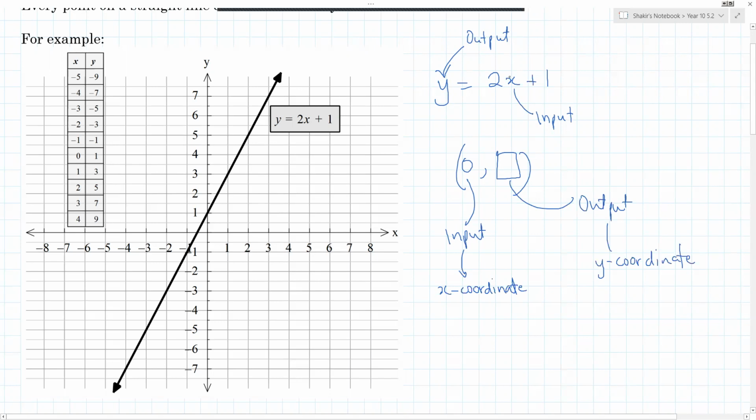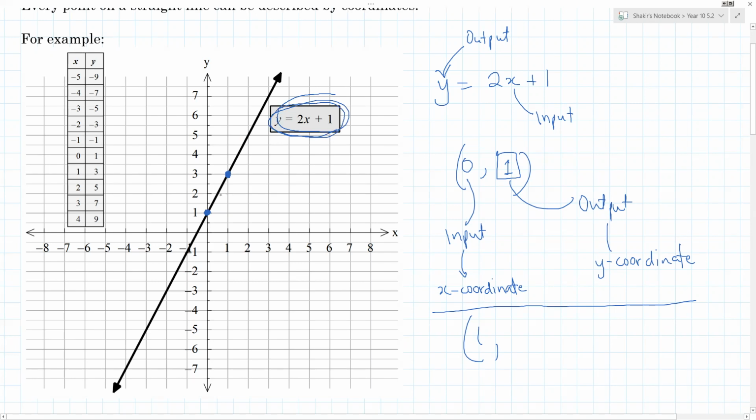So if I put 0 over here, I'm going to get an output of 1. And I can graph this. I can say when x is 0, y is 1, and I can put a dot there. And then I can say, well, hang on, what if I put in 1? What output would you get? 2 times 1 is 2, plus 1 is 3. So when x is 1, y is 3. And as you can see, every single input I'm putting in happens to be on the line. And the line is, in fact, all of the different combinations of numbers which will satisfy this rule.